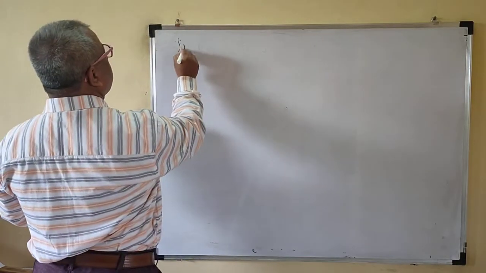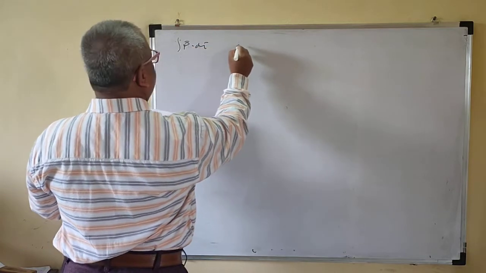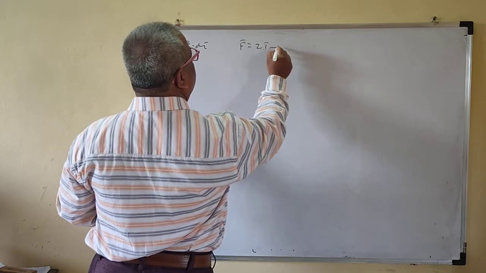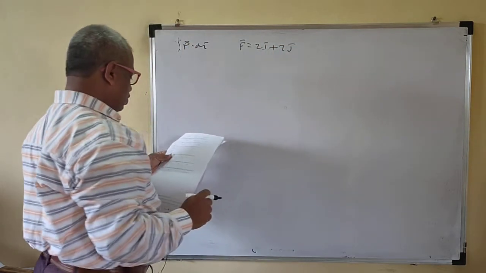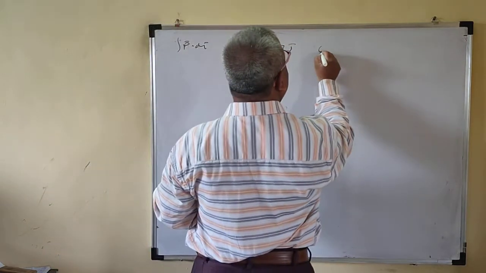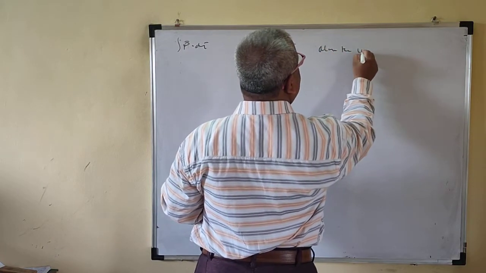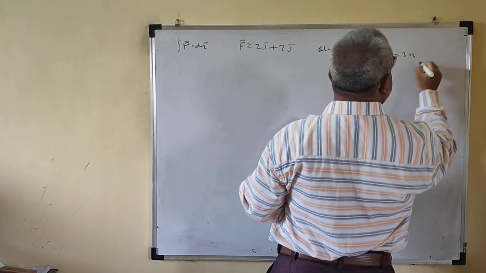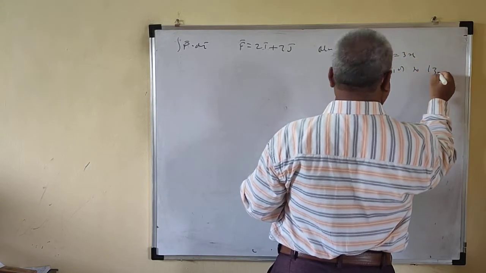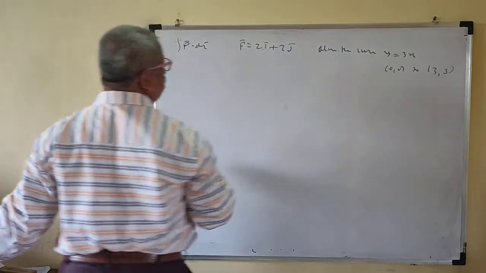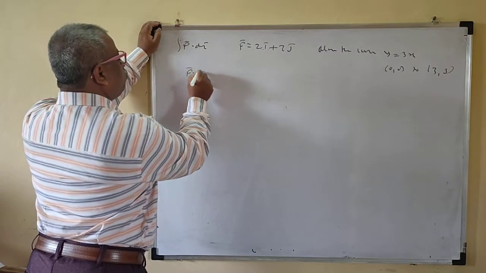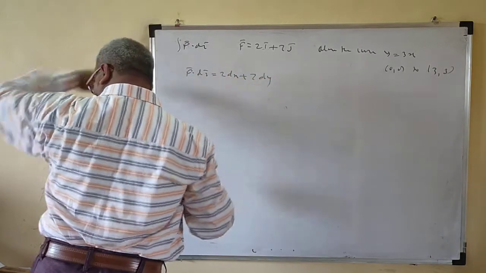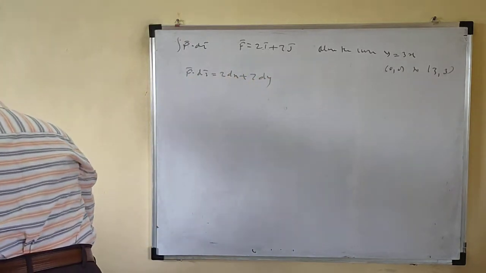Okay, so evaluate the integral of F bar dot dr bar, where F bar is equal to 2i bar plus 7j bar, along the curve y is equal to 3x from (0,0) to (3,3). So what is F bar dot dr bar? We find F bar dot dr bar is 2 dx plus 7 dy.